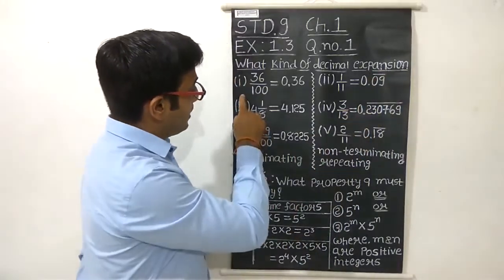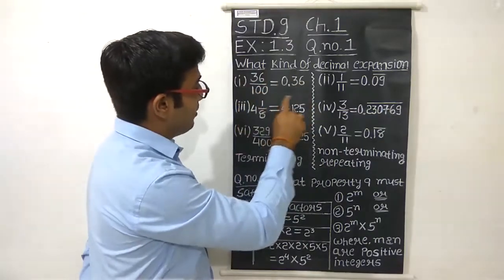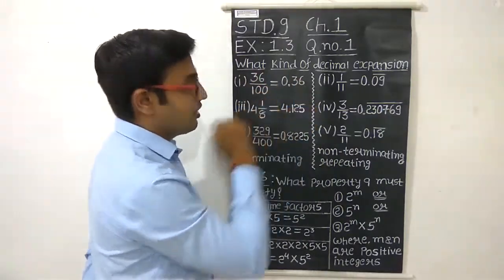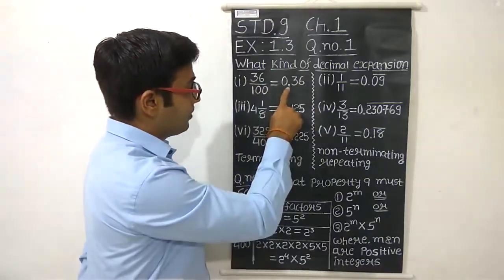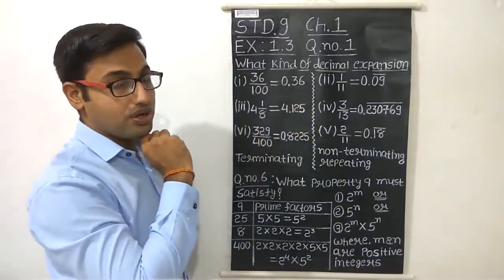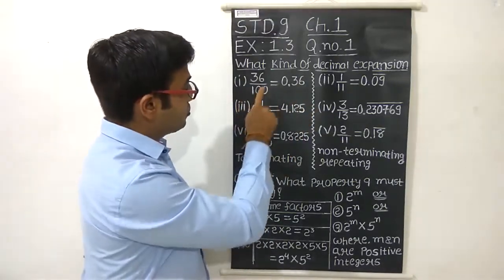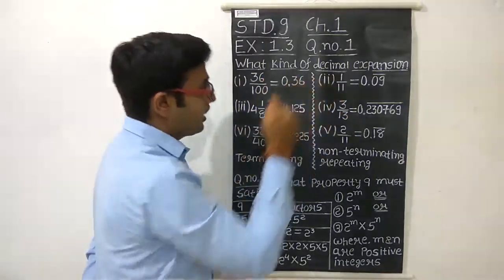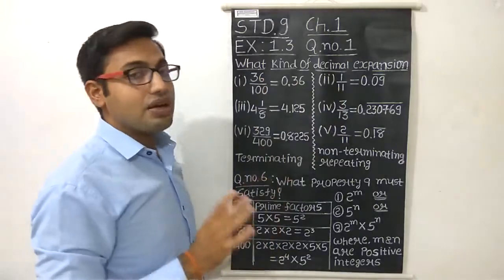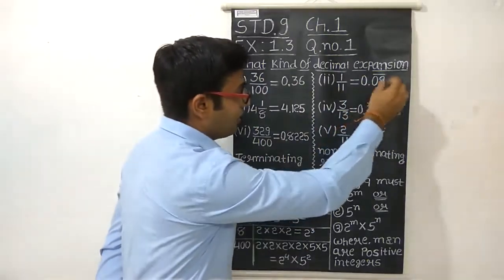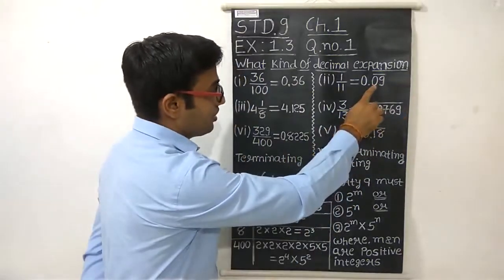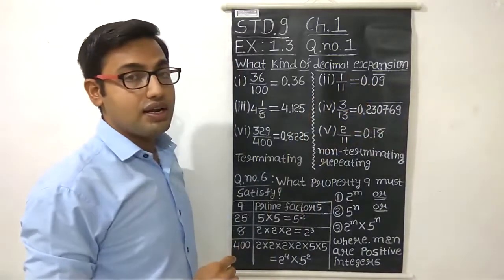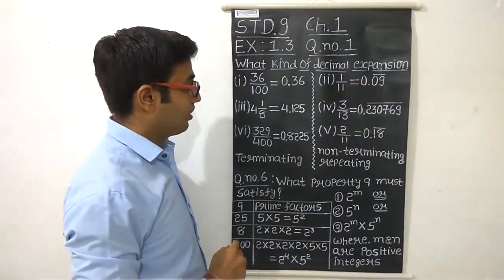So the decimal expansion of the first number is terminating, right? Because after 36 there is no digit, and the remainder becomes 0 when we divide 36 by 100. While in this case the remainder never becomes 0 and this pattern continues, right? So this is the case of a non-terminating decimal expansion, right?